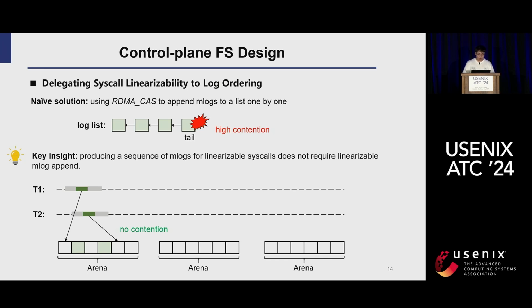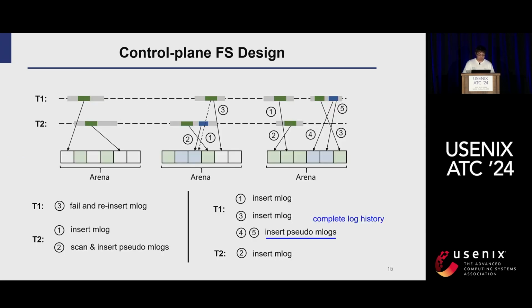We propose the log arena mechanism to reduce log append contention. Our insight is that producing a sequence of M logs for non-reusable syscalls does not require non-reusable M log append. An arena consists of a number of slots for storing M logs. An arena insertion consists of two steps, an M log insert and filling preceding empty slots.